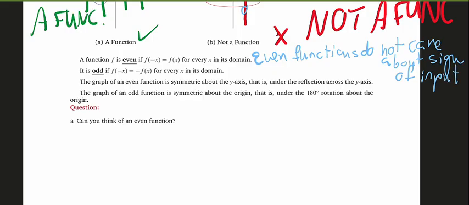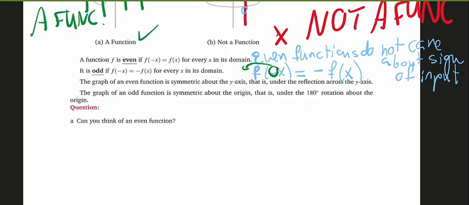On the other hand, for the odd functions, what you see happening is kind of the opposite effect. It does care about the sign of the input, and it will take the minus sign right here and transfer it to the front. So f of negative x, take this negative x in green, yank it outside, and you will get that it's negative f of x.